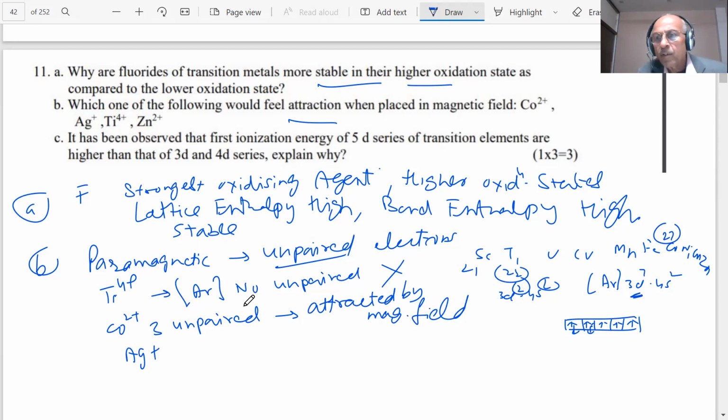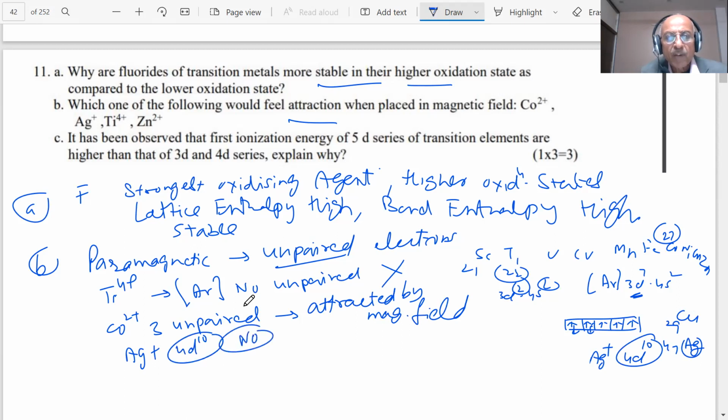Copper and silver are in the same group. This is copper, 29. If you add 18, you get 47, that is silver. And in Ag plus, the configuration will be 4d10. So Ag plus is 4d10, no unpaired electrons. It cannot be attracted. And Zn2 plus, you already know, Zn is here 3d10.